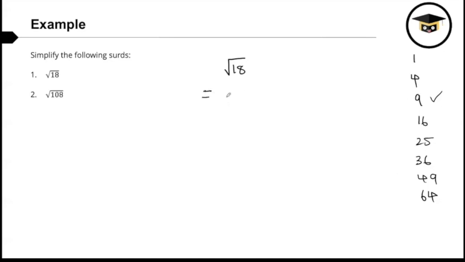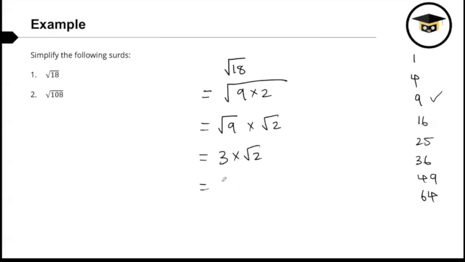So we're going to say that the square root of 18 is equal to the square root of 9 times 2. And then we can split that up, remember, using our surd laws. So it's going to be the square root of 9 times the square root of 2. And that is equal to, well, the square root of 9 is just 3. So we get 3 times root 2. And then we can just write that as 3 root 2. And that's just the way we write surds. It's just notation. So hopefully you understood how to do question 1 and you got it right.